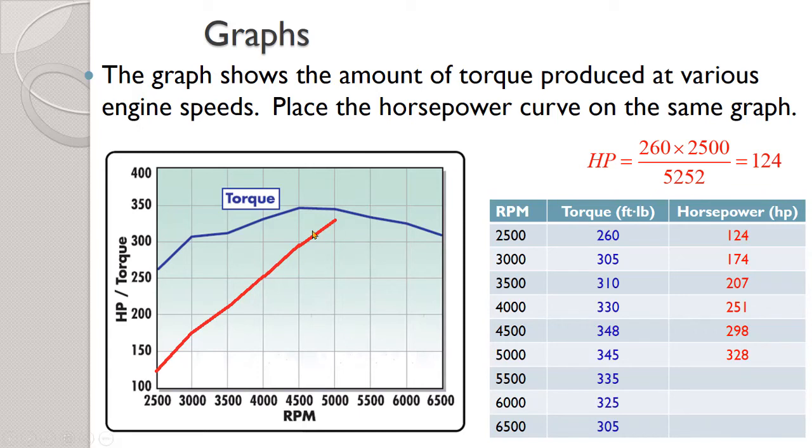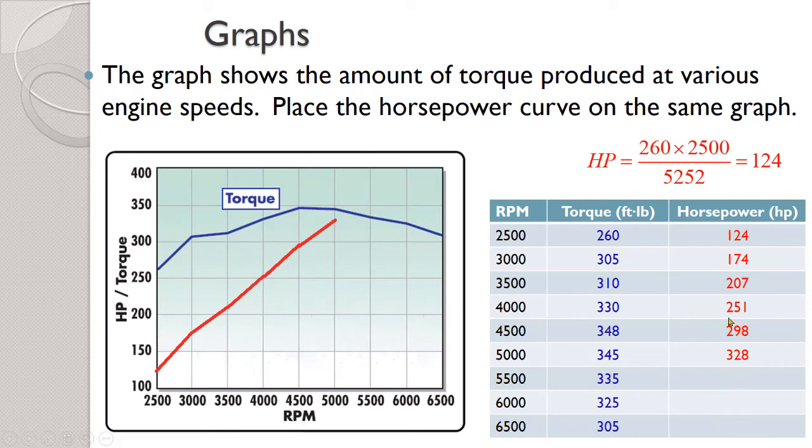Okay, your numbers might not match mine exactly, but they should be pretty close. At 5500, we're at around 335 foot-pounds of torque. At 6000, you're right between 300 and 350, or at about 325 foot-pounds of torque. And at 6500, we've dropped off again down to about 305 or maybe 310. Those should be the numbers that you read off the chart, approximately.